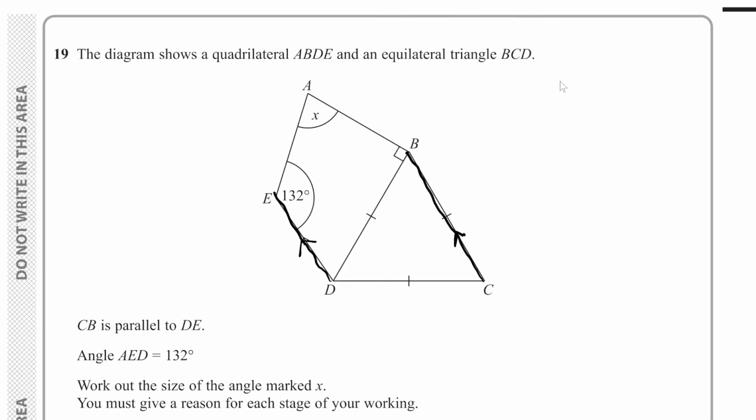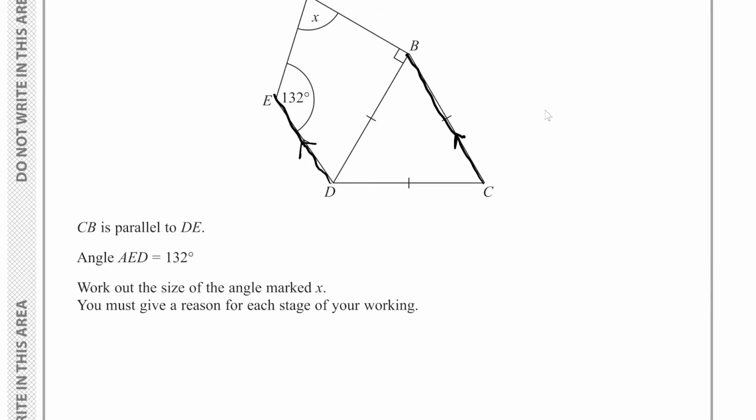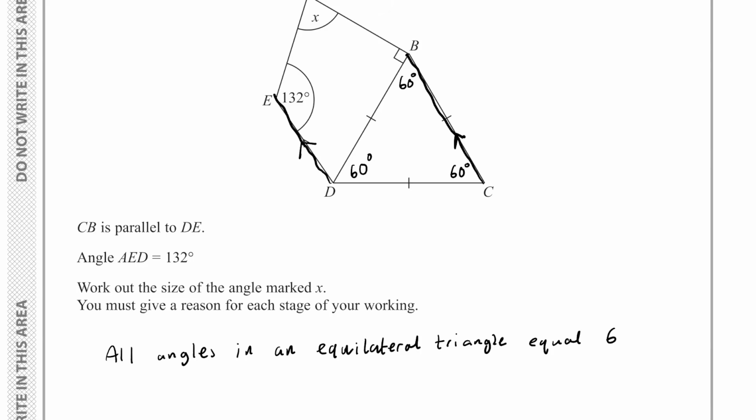Let's start with the equilateral triangle. An equilateral triangle has got all the sides equal and all the angles are equal. So all the angles in the equilateral triangle are equal and they add up to 180 degrees. So all of the angles are 60. All angles in an equilateral triangle equal 60 degrees.